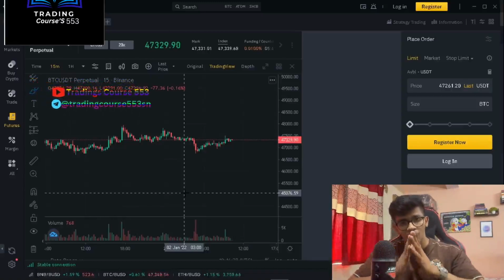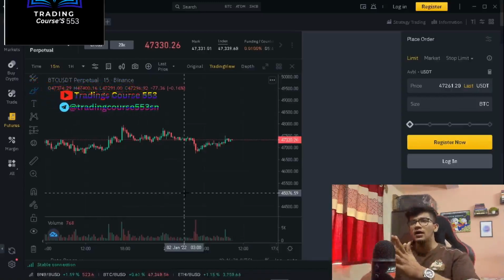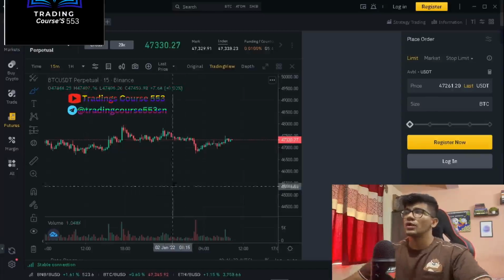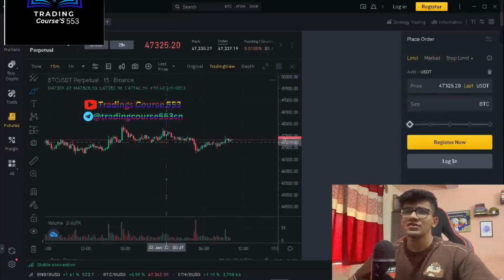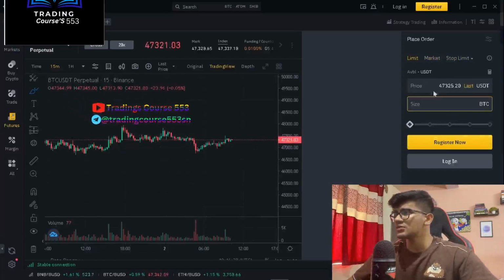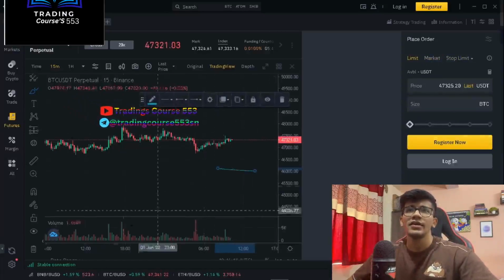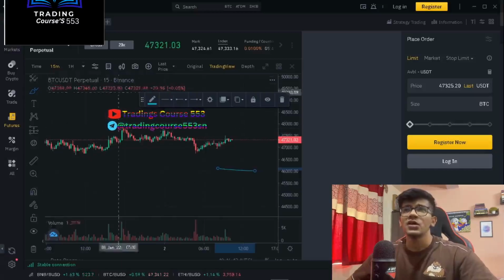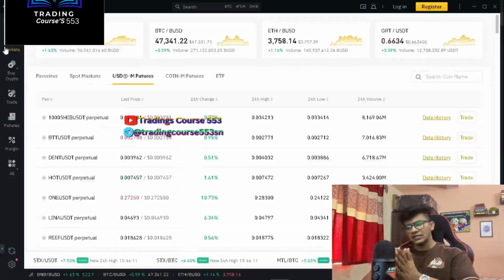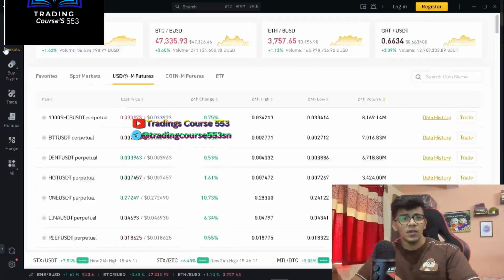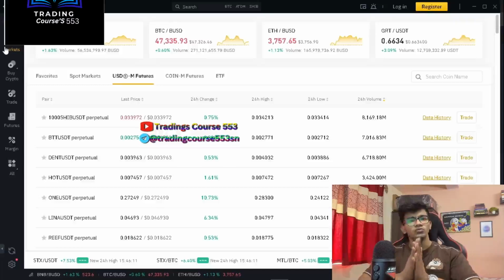I hope you guys have got my point, what I mean by using leverage and how you're supposed to do that. Now obviously the market orders, limit orders, all of this is the same as the stock market, so I don't think I need to go in depth and explain that. So this is basically how you are supposed to select your cryptos, how to use Binance, how to deposit money into Binance, and how you are supposed to use leverage.